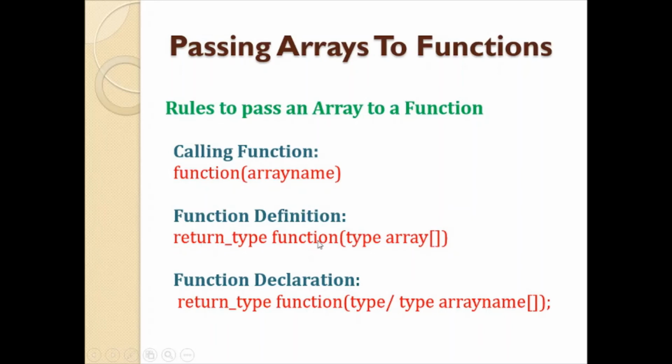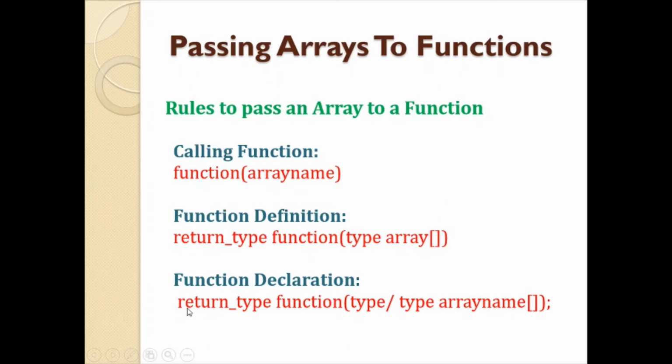So this is the function definition, where you write the type of the array followed by the array name and subscript. So this is how you are going to write a function definition. And how should the function declaration be when you want to pass an array to a function?